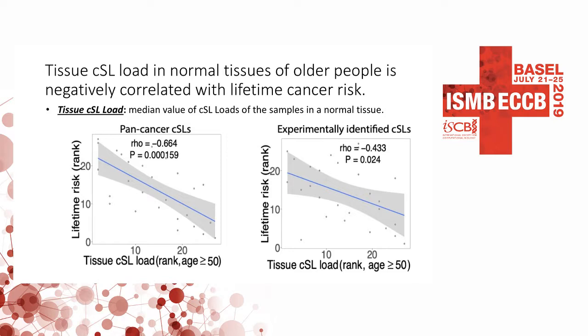It shows that CSL load is a negative marker for cancer development, in the sense that it kind of prevents cancer from occurring, because these SLs are negative in cancer, not necessarily negative in normal. So as a normal tissue becomes cancer-like, it starts becoming functional and it's detrimental to cancer. This is done for older populations. We repeated this experiment using experimentally identified CSLs, and we find a similar negative correlation.